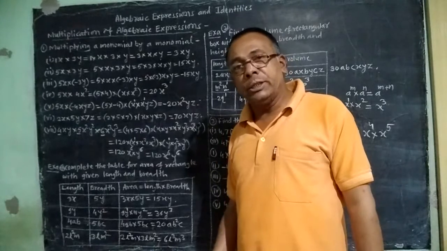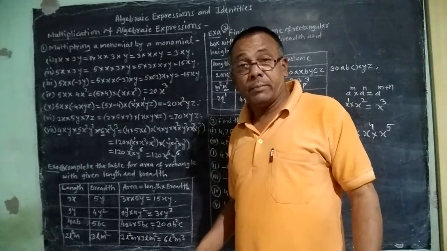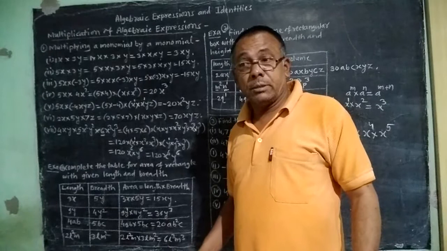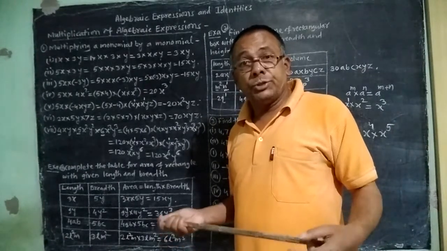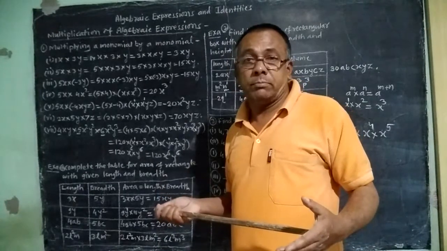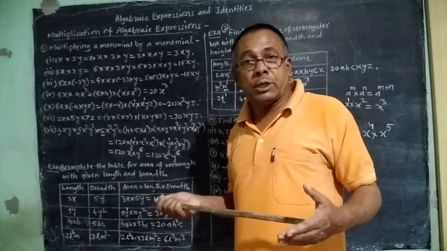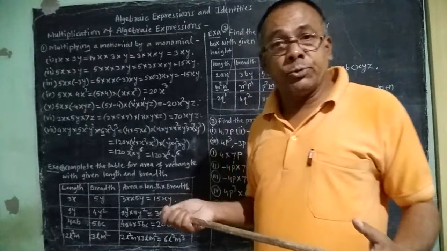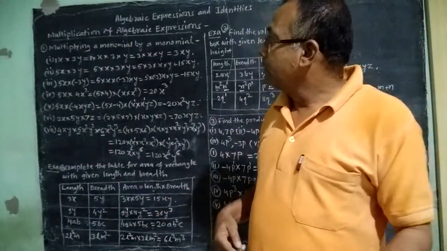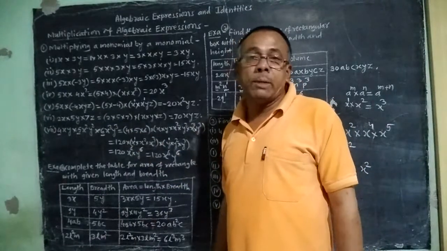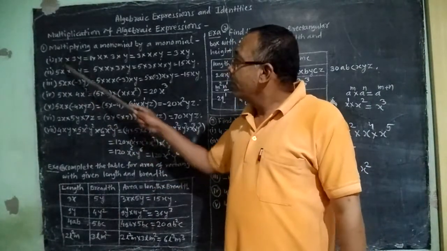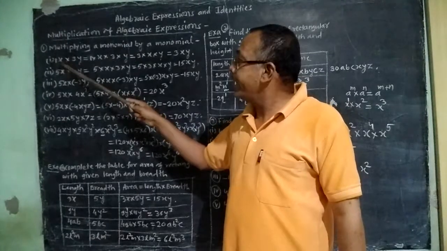Last time we have seen what is a monomial. Means an expression in which there is only one term. The expression which contains only one term is known as a monomial. So let us start some examples and how to multiply them. Here the first example is x into 3y.